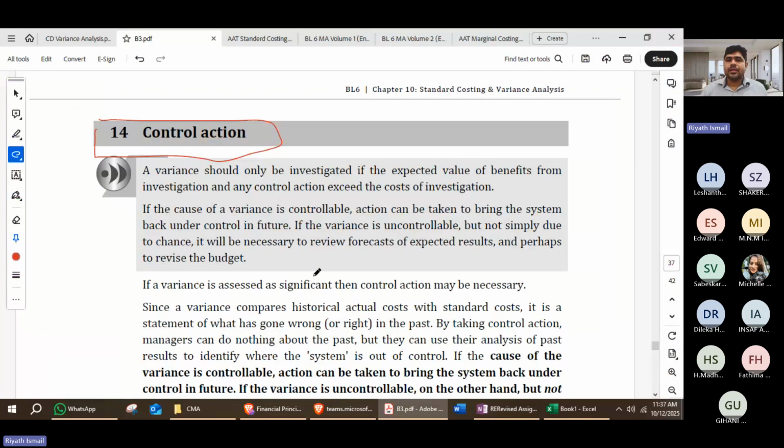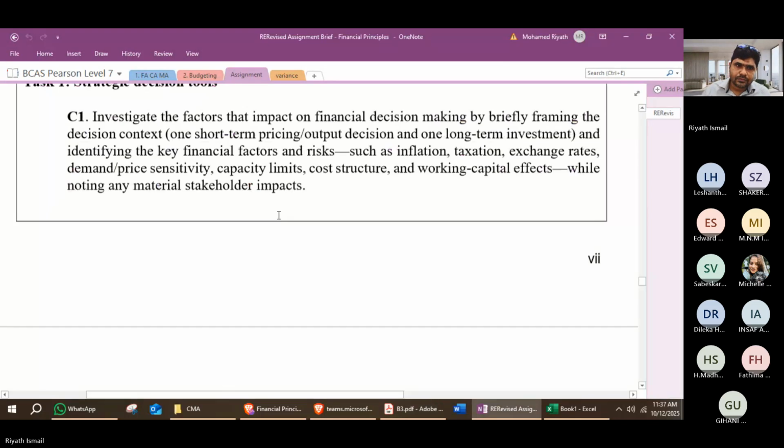Right, so now the controlling actions. Once we have studied budgets, budget is a good tool for achieving organizational goals and objectives.